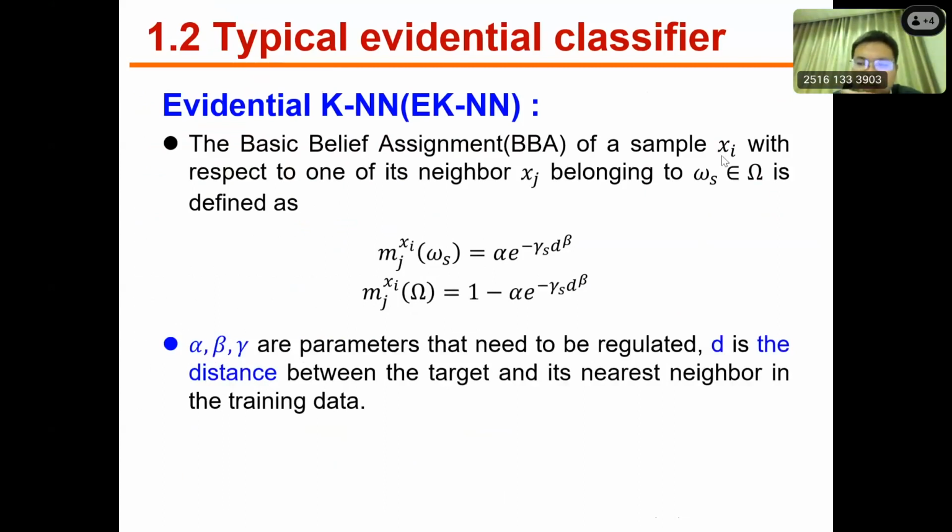For an object to be classified, usually we will find its k nearest neighbors. And for each neighbor, we can get a simple BBA. For example, if this neighbor belongs to class omega s, we will construct such a BBA. The object will be considered as belonging to omega s, and also some other mass will be committed to ignorance. This is a very simple BBA for each nearest neighbor. This is also very easy to understand. If the object is very close to this neighbor, it will commit a bigger mass to the class omega s. Of course, if this object is far from the neighbor, less mass will be committed to omega s, and the other mass will be committed to the ignorance. So the sum is equal to 1.